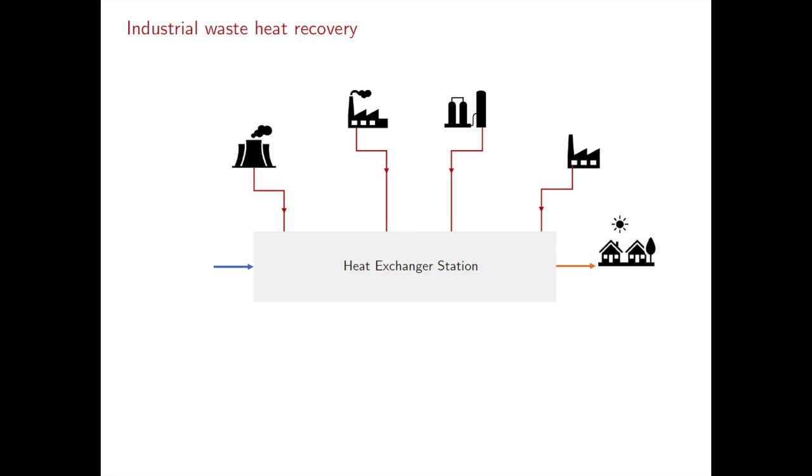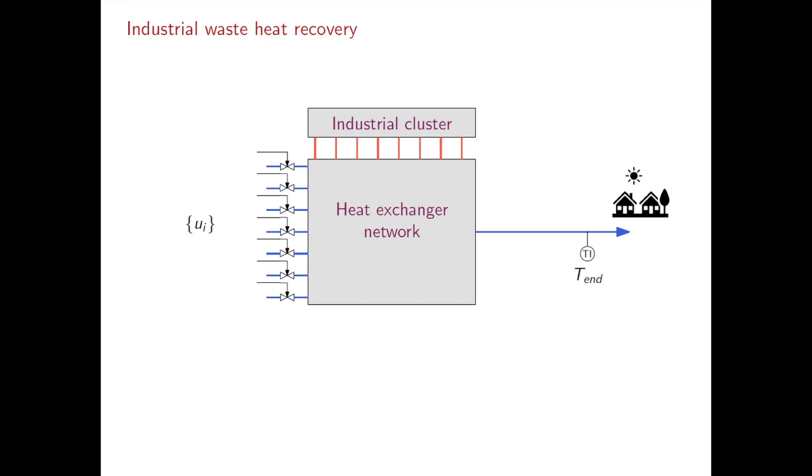This is accomplished by adjusting the flow of cold stream through the heat exchangers as the amount of heat generated by the different heat sources vary over time. This paper considers the problem of optimizing surplus heat recovery from an industrial cluster using a parallel heat exchanger network.